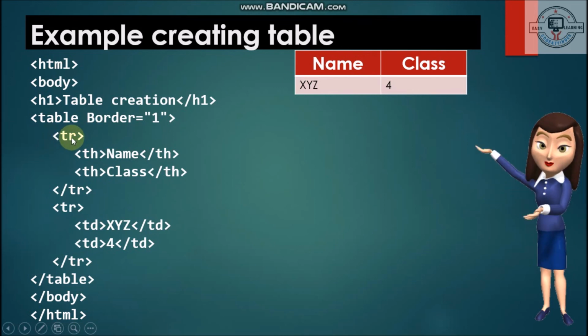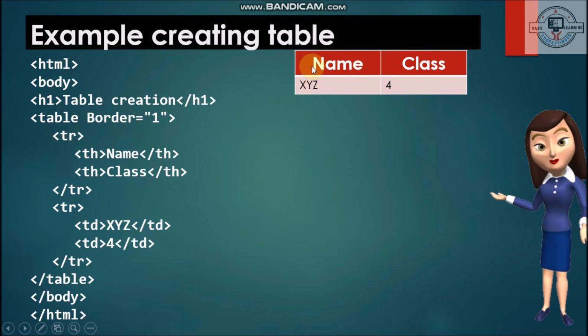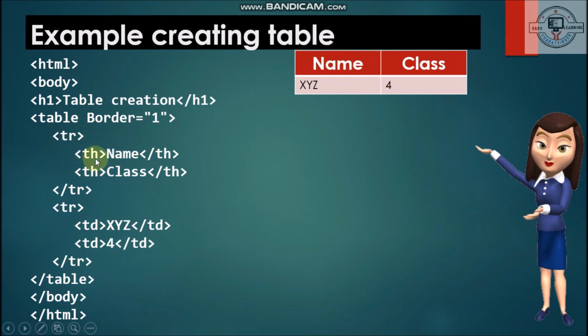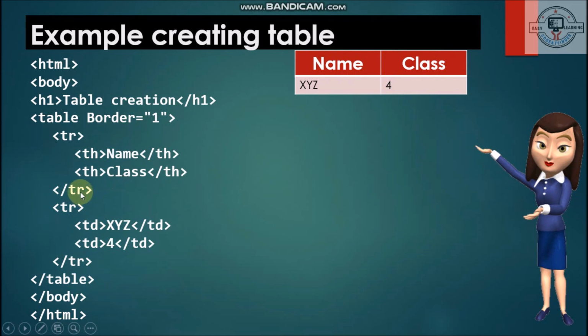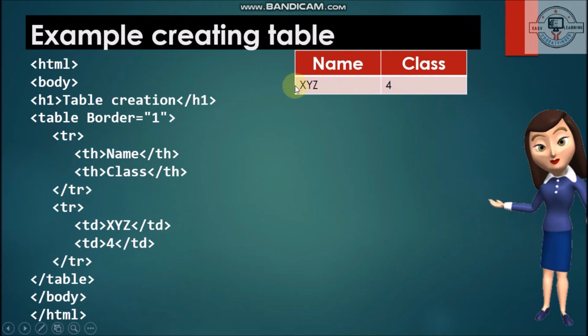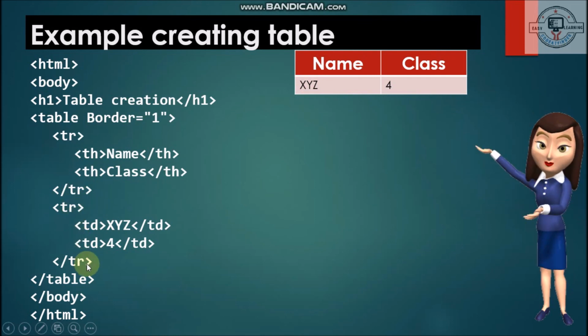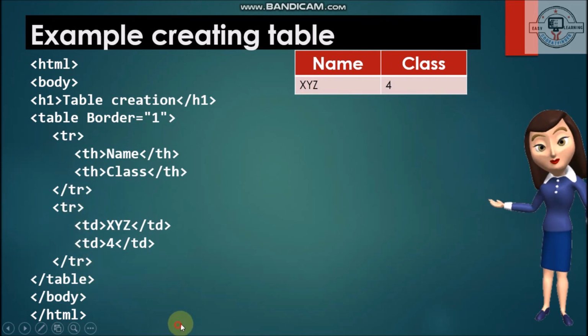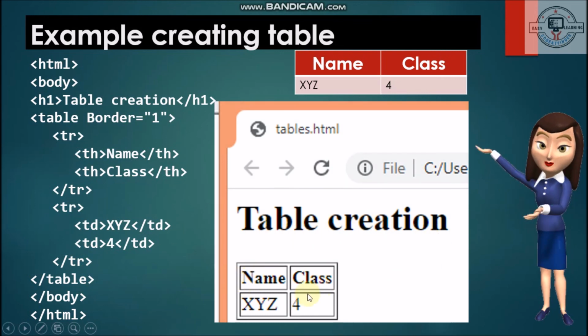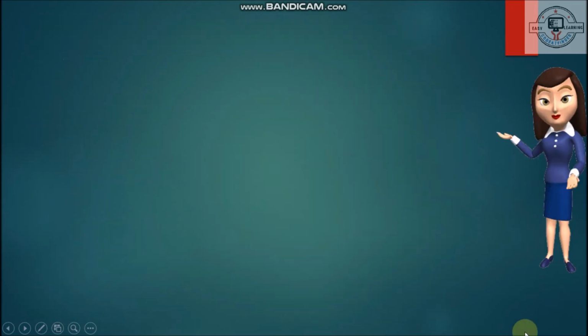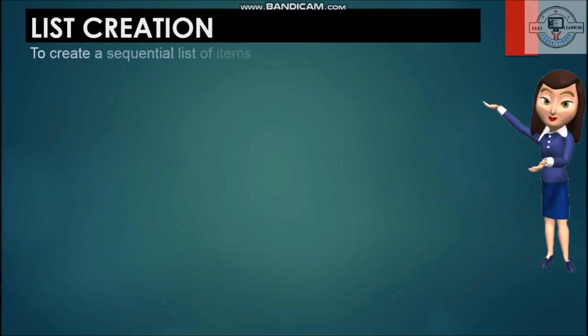This is the table row, and this is the heading. I have given TH here. Similarly, I have given TH here for this because both these two are headings. Then ending with TR. This is another row, so I am taking TR here, ending with it here. Close the table. Now just see the result. Table is created, name, class, and border is also coming. In this way we can create the table.